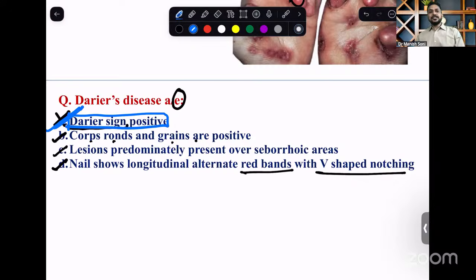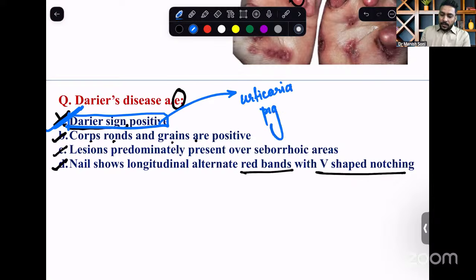Now, if Darier sign is not seen in Darier disease, then where is it seen? So remember, Darier sign is seen in urticaria pigmentosa. This is very important. A question has already been asked that in urticaria pigmentosa, Darier sign is seen. Just now I will explain what Darier sign is. Before that, let us discuss what corpse rounds and corpse grains are.